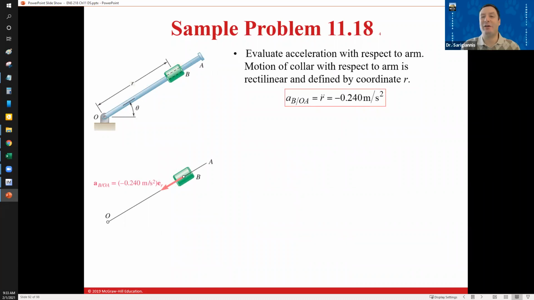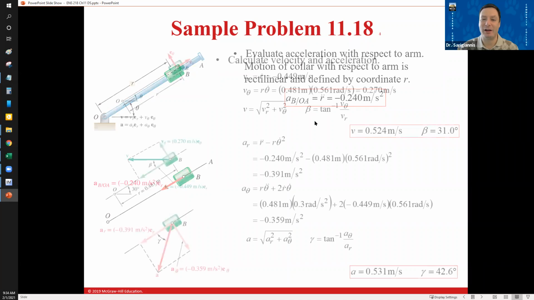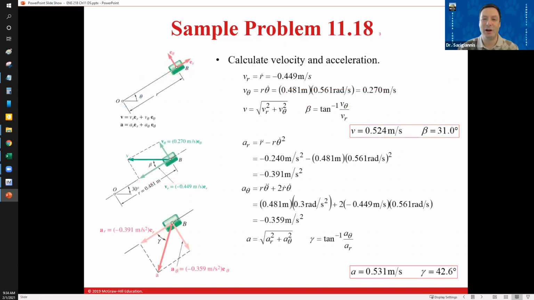Oh, right. This is evaluating the acceleration with respect to the arm. So we're going to look at the motion of the collar with respect to the arm. So B, the acceleration of B with respect to, and we're calling this OA, right? That's the rod, OA. And this is just the second derivative of r. Now you can find, let's go back up here. You could find the equations and subtract them. Let's see, acceleration of B.